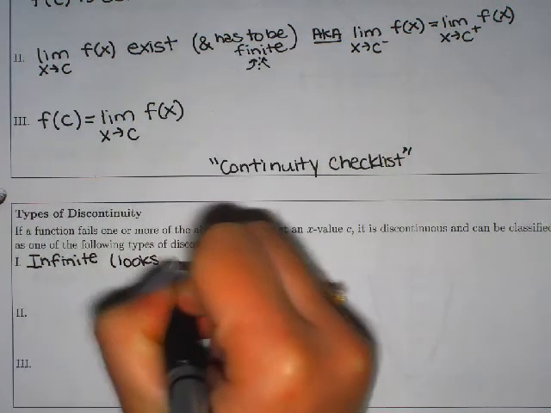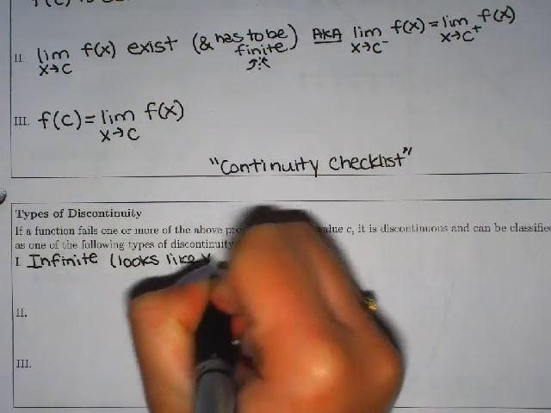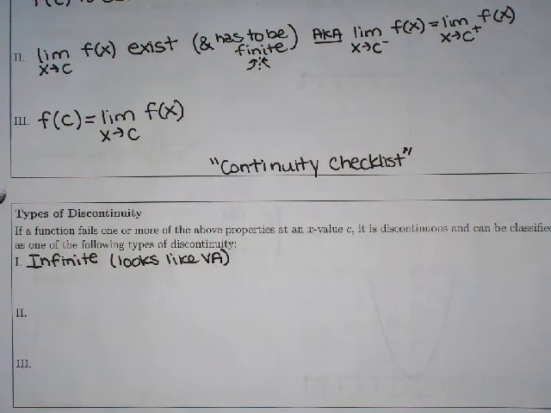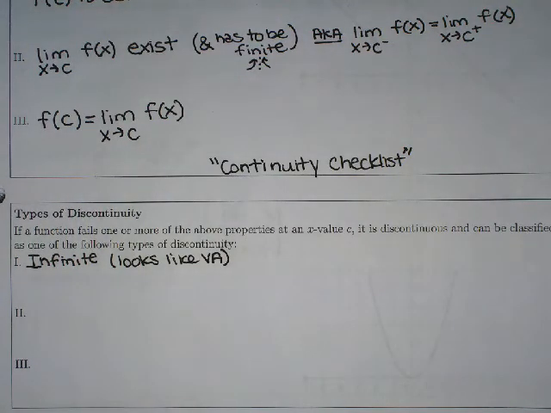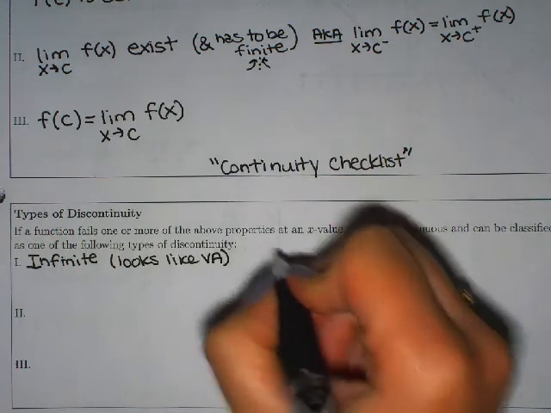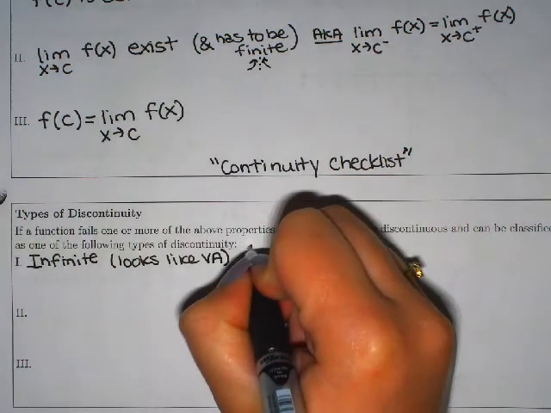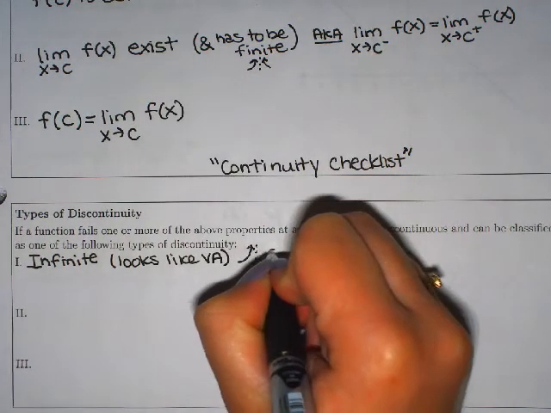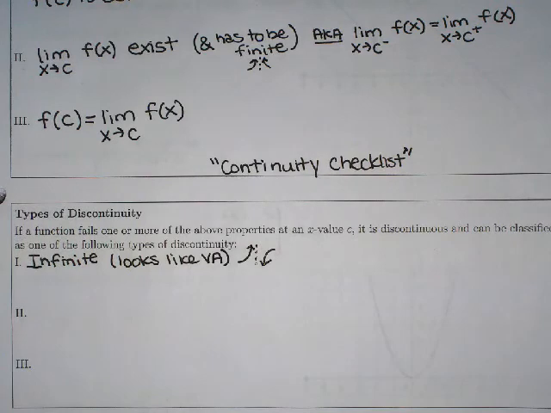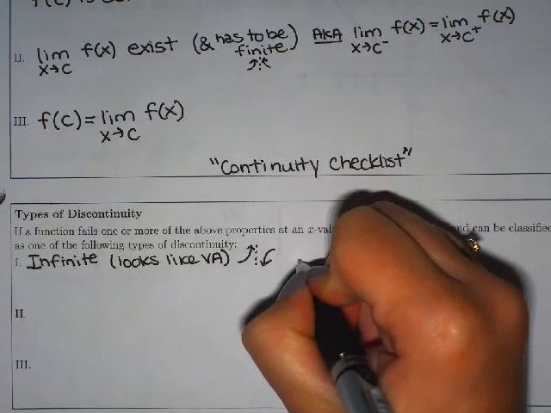This looks like a vertical asymptote. It is a vertical asymptote. That's what it looks like. If you're looking at something and you're like, hey, that's a vertical asymptote, what you would call that is an infinite discontinuity. So it would be something like this, where the left-hand limit is infinity and the right-hand limit is negative infinity, and there's an infinite discontinuity.